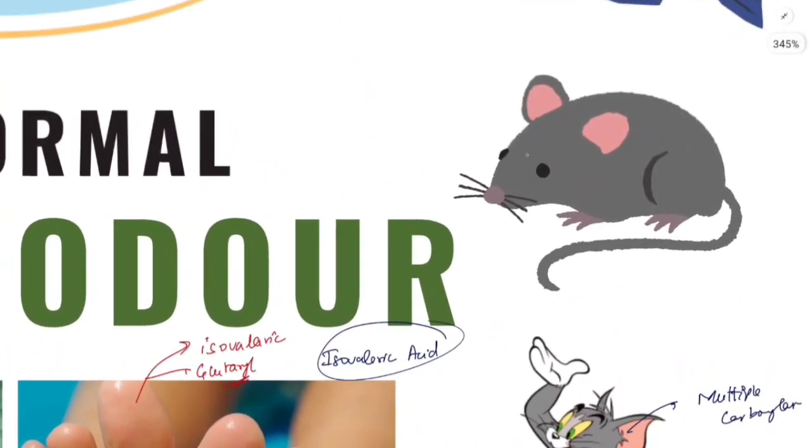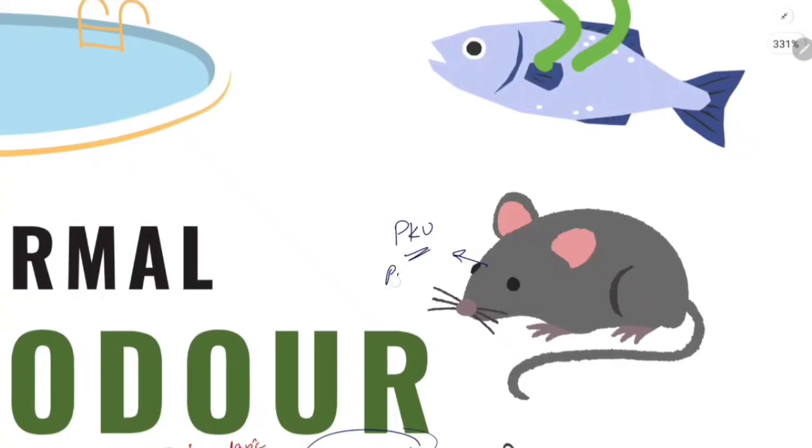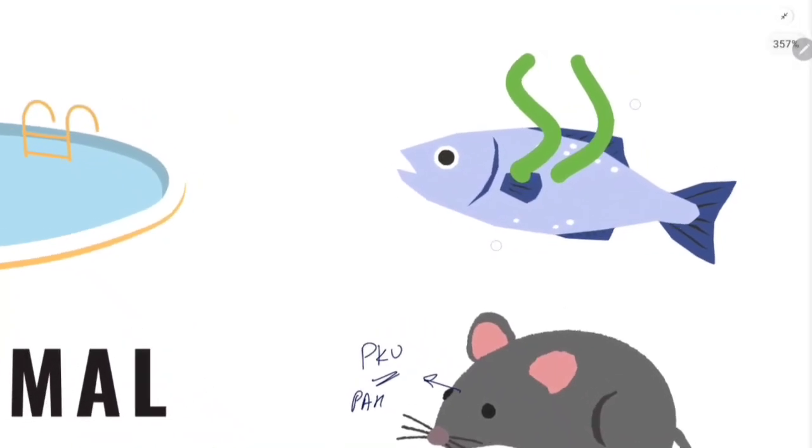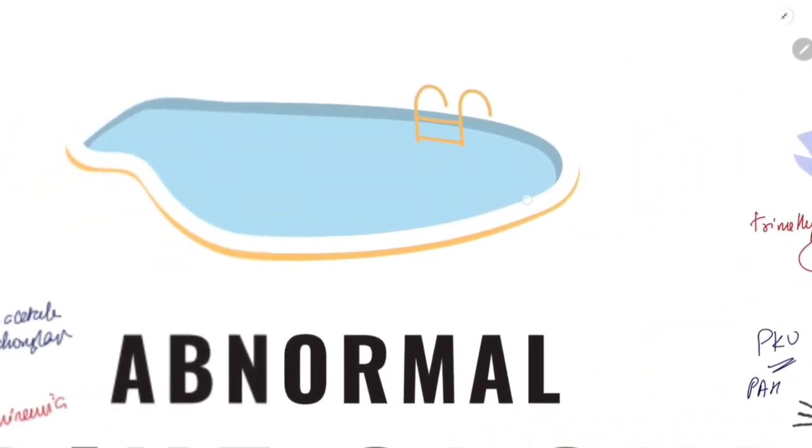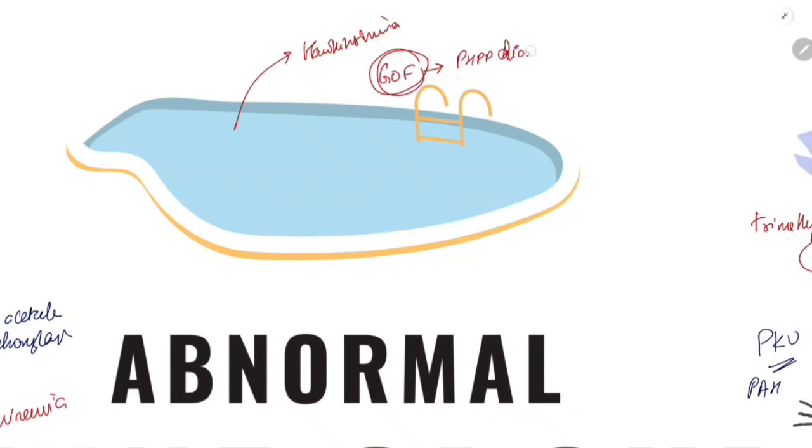Next, mousy or musty odor, it is seen in phenylketonuria due to deficiency of phenylalanine hydroxylase. Next one, the rotten fish odor. Rotten fish odor is seen in trimethylaminuria. Trimethylaminuria is caused due to defect in flavin monooxygenase 3 enzyme. The last one is swimming pool odor, which is seen in Hawkinsonuria. And the enzyme defect is a gain of function mutation, that is overactivity of PHPP dioxygenase.